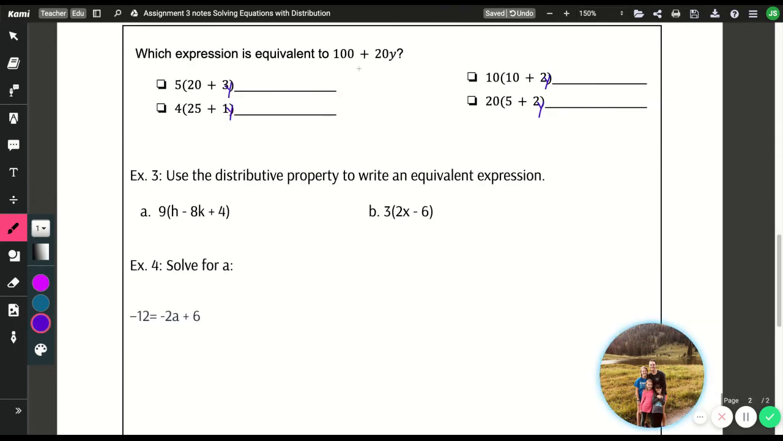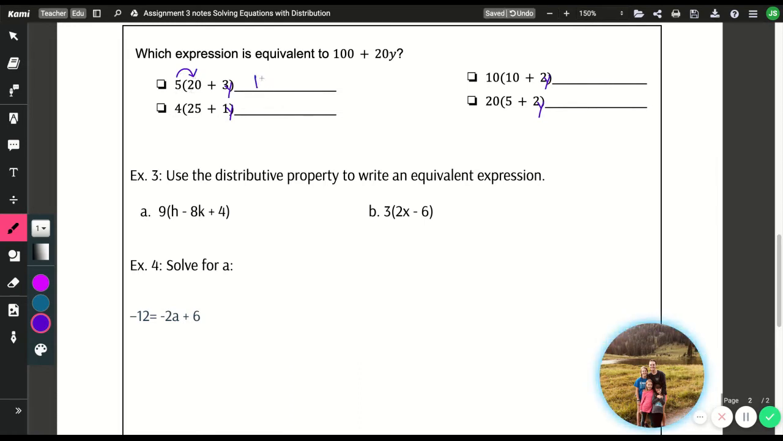Okay, so here we're going to try another one. You should have the y's on yours. I missed it when I did mine, but you should have this on yours. So this time, which expression is equivalent? So we're going to multiply or distribute each of these out and try to see which one gives us 100 plus 20y. Okay, so here we're going to start with the 5, the number in front, and we're going to multiply it through to everything in those grouping symbols, everything in the parentheses.